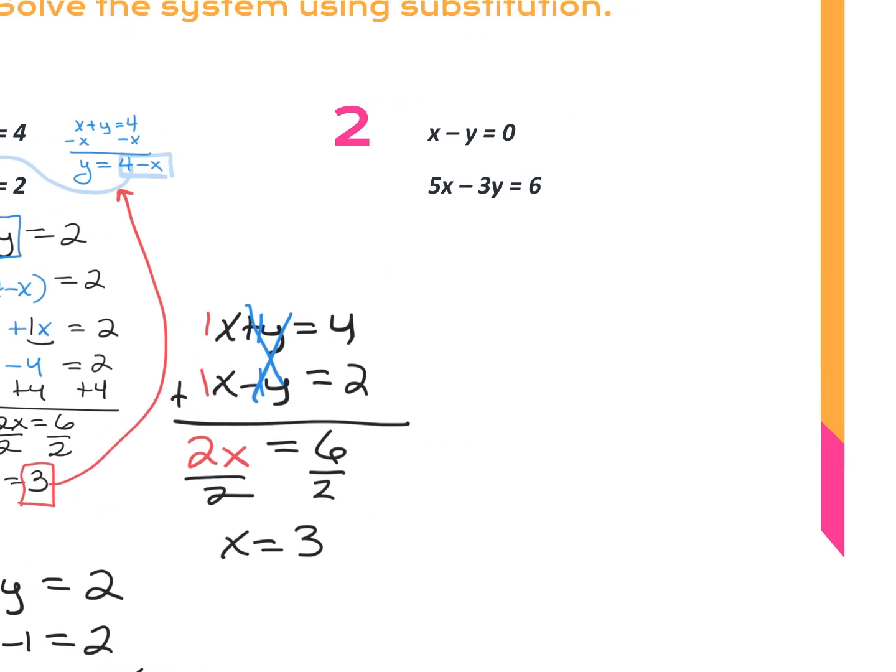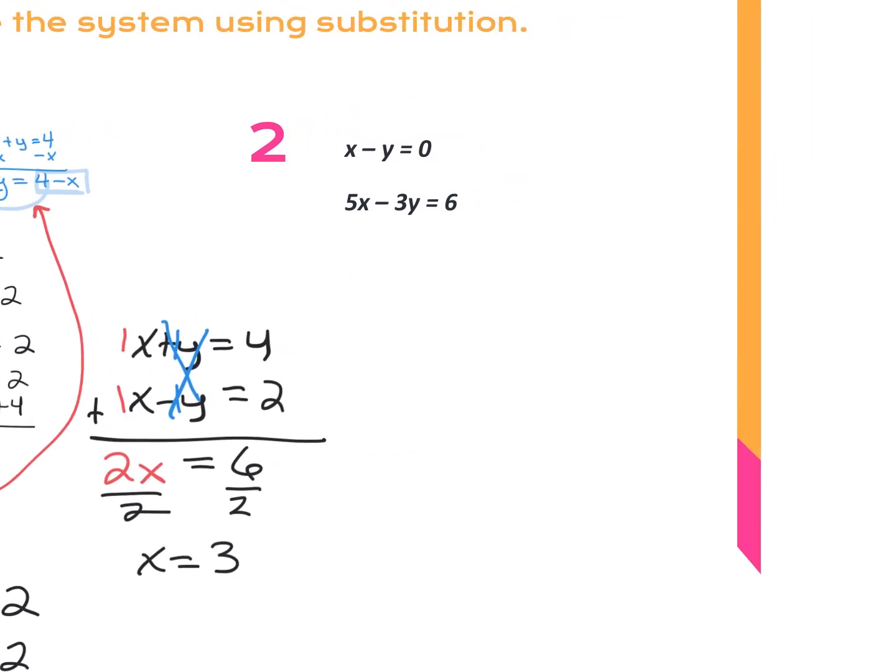I'm going to do substitution on this one. Again, sometimes if you wanted to do elimination, you're going to have to multiply one of the equations by a number to get it to eliminate. And I'm actually going to show you that when I do example 4. So for this one, I'm going to do substitution again. I'm going to solve my first equation for x. So x minus y equals 0. I'm going to add y, and I get x equals y.